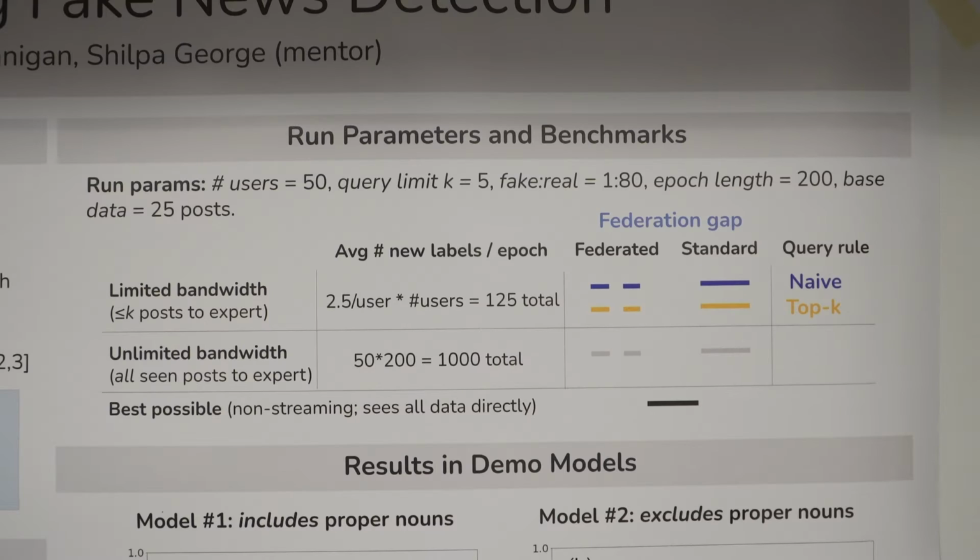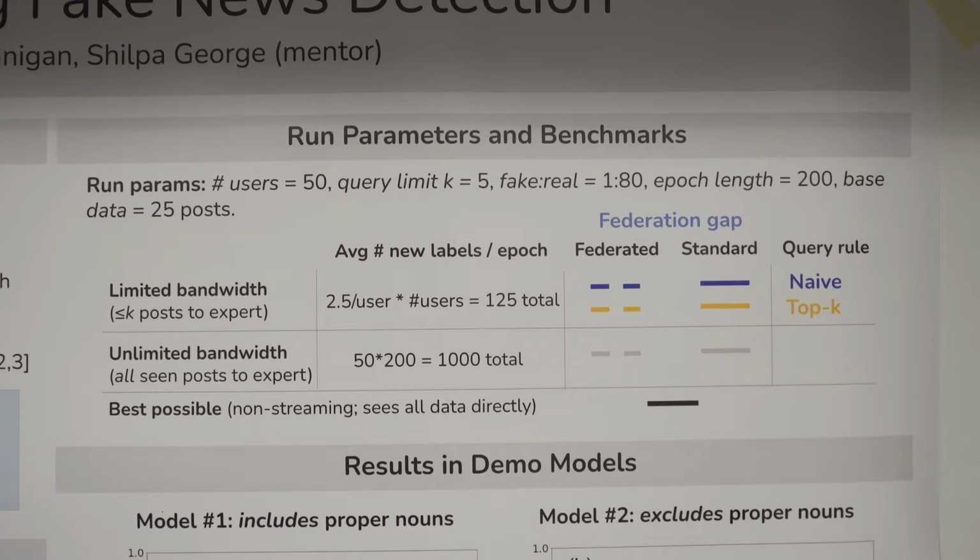In our simulation, we assume that there are 50 users using the platform. They can send at most 5 posts to the expert every epoch. The ratio of fake to real articles is 1 to 80. The length of an epoch is 200 time steps, which means that the model is updated every 200 posts seen by users. And then the base data, which is the data set used to train the original user models prior to any simulation, is 25 posts in size.